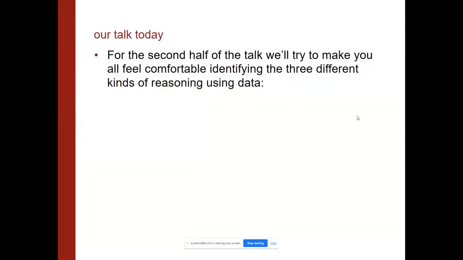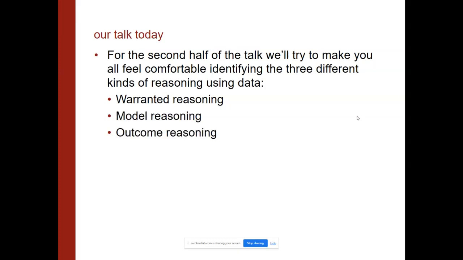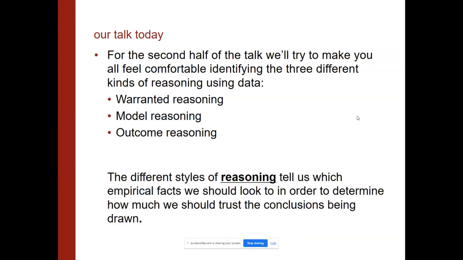For the second half of the talk, we'll be doing the theory, or the more abstract department. We're going to be naming the characteristics of these 3 different styles of reasoning: warranted reasoning, model reasoning, and then the new one that doesn't get talked about a lot, and that's what we're trying to change, outcome reasoning. Warranted reasoning is like randomized trials and sampling. Model is more like linear models, and outcome reasoning is the new one, and we'll tell you about that.